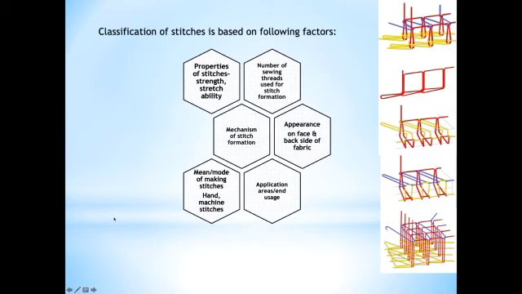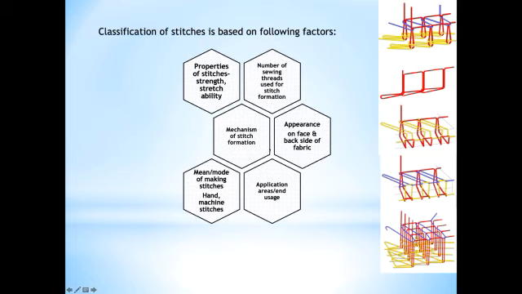So what is the basis of classification, or we can say what are the factors based on which the stitches are divided into these 6 classes? The stitches can be divided into 6 different classes based on the mechanism of stitch formation. We'll see shortly that the stitches are formed by different mechanisms like intralooping, interlooping and interlacement. So one classification of how the stitches are divided into 6 different classes is based on the mechanism of stitch formation. The second is based on the appearance on the face and back side of the fabric.